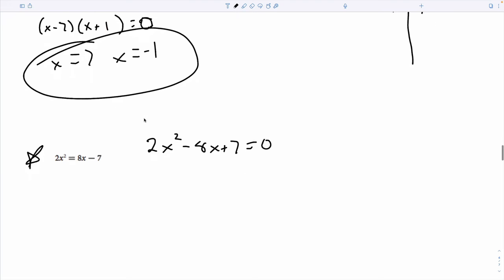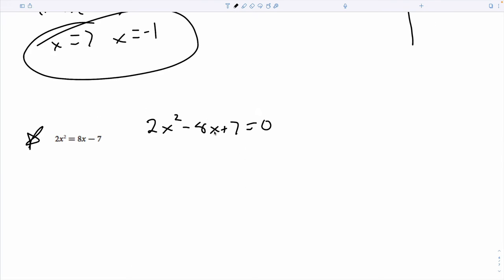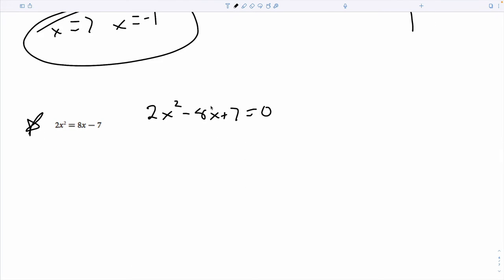That's what I would use for that problem. Can I factor number 2? Well, remember that the A is bigger than 1, so you have to do 7 times 2 if you're going to use the grouping method. Does something multiply to 14 but add to negative 8?